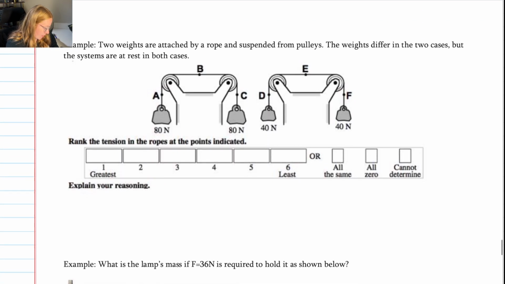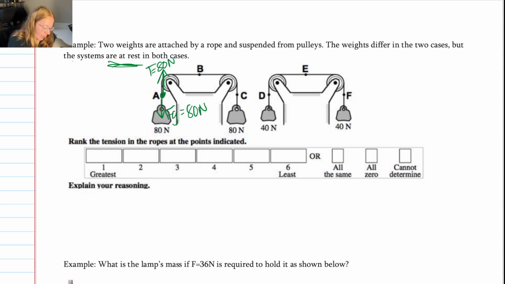Okay, which leads me to my next example. So let's look at spot A. It's easier to think about that spot first instead of considering the whole picture. So at spot A, we have the force of gravity, which is 80 newtons pulling down. And so if this is at rest, then we need a net force of 0. So if it's pulling down 80, then the tension should be 80 pulling up.